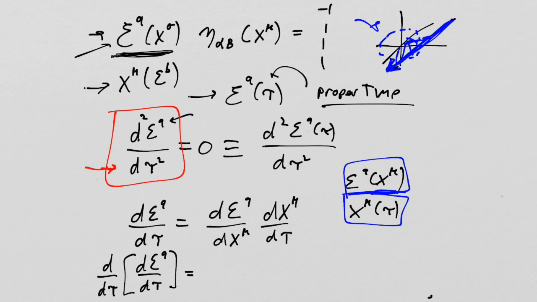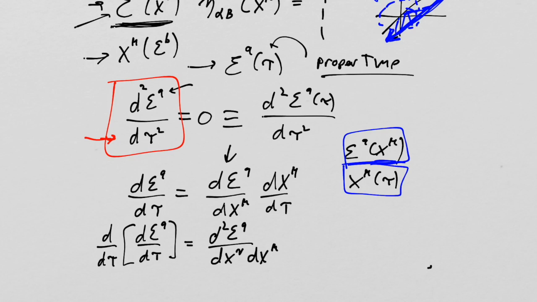So we take the second derivative, right? And so now the second derivative of this thing is going to be d²e_a/dx^ν dx^μ times dx^μ/dτ, and then I need dx^ν/dτ, right? So it's again just the chain rule, this time on the ν case.